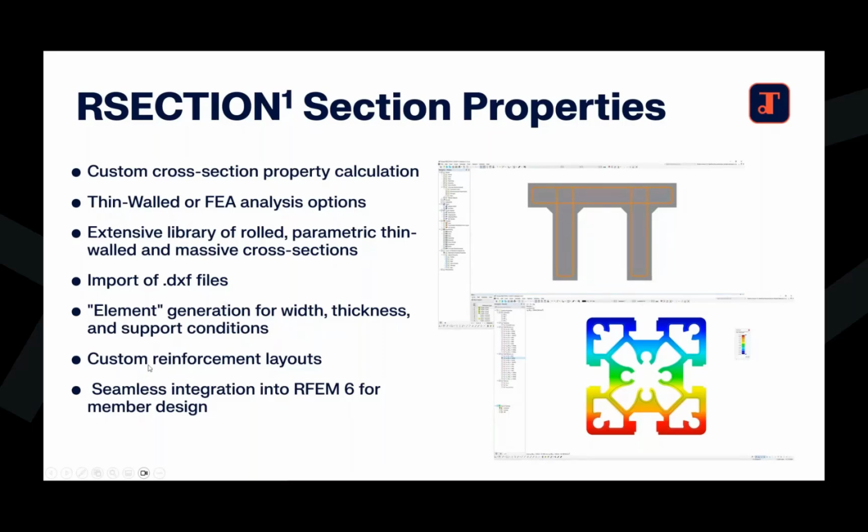Also for massive sections, you can go ahead and define the custom reinforcement layout. So we may have a very complex massive section here. You have the ability to define both the shear and the longitudinal reinforcement. And this way, when you bring this cross section into RFEM, we can also carry out the design here of the concrete member according to the ACI and CSA standards as well. So really seamless integration between this standalone program and RFEM 6. That's the entire point here.